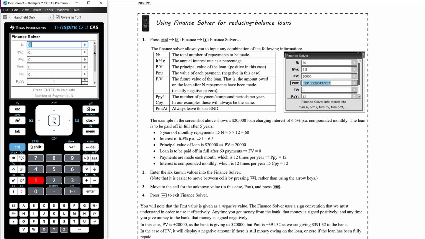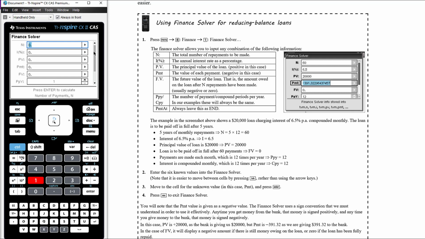PV is the principal value, or sometimes also known as the present value of the loan. Those are fairly interchangeable, they both work. So what's the loan worth at the moment? I'll talk a little bit more about the positive and negative in a minute. The payment is the value of each payment. So if you make monthly repayments, how much are you repaying? Future value is the amount owed on the loan after N repayments have been made. And again, I'll talk about the positive and negative in a bit.